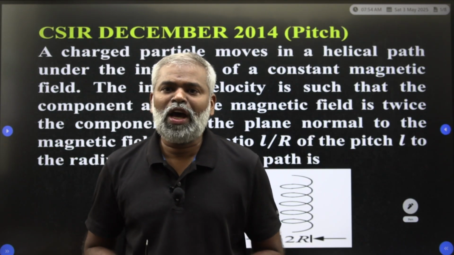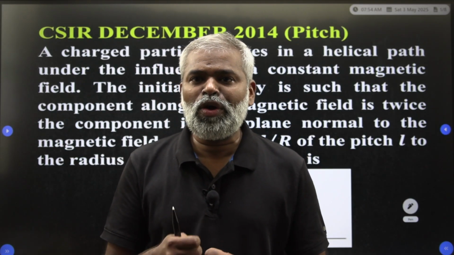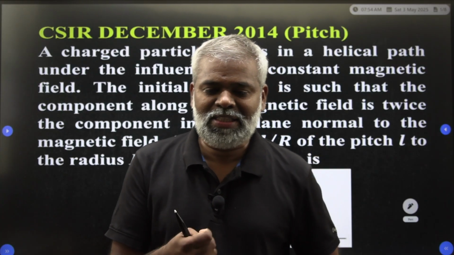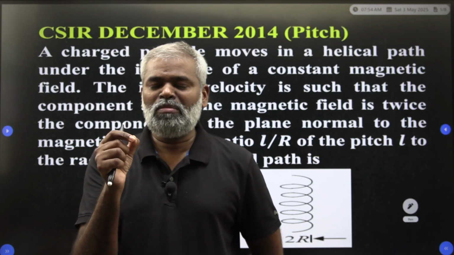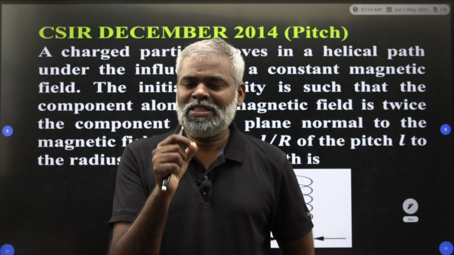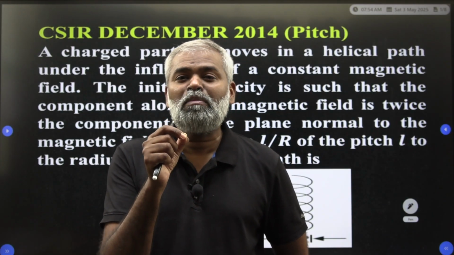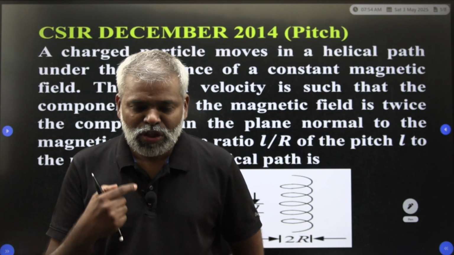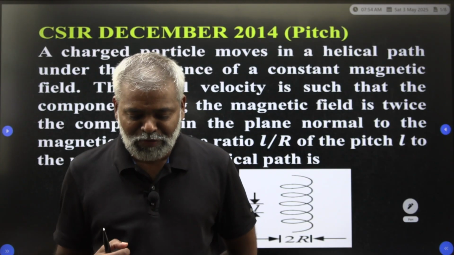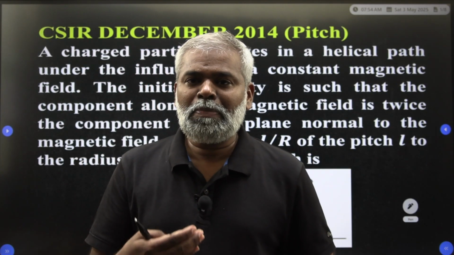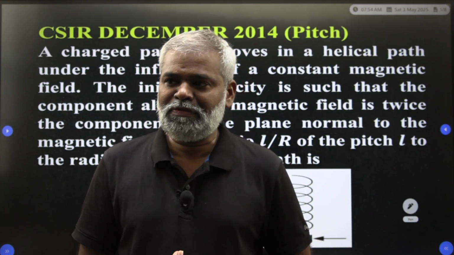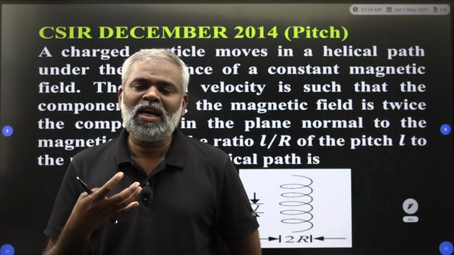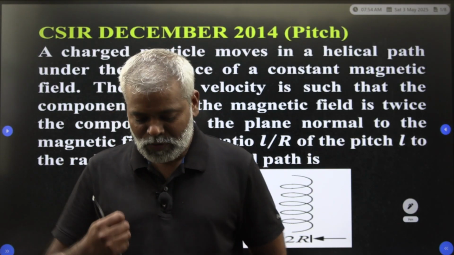In this video, we are going to discuss one more important electromagnetic theory question, that is from motion of a particle under the uniform magnetic field. In the presence of a uniform magnetic field, you have to see in which path the particle is moving.